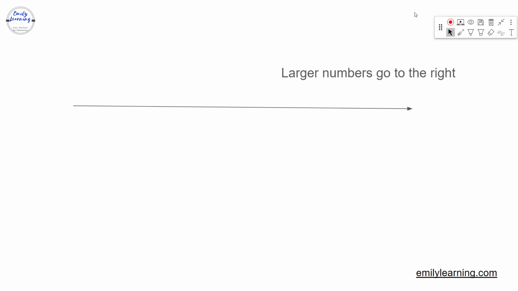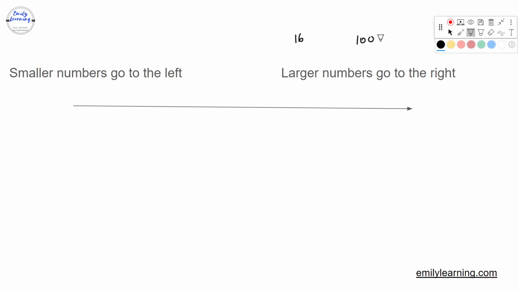Numbers that are larger will go to the right side of the number line, and numbers that are smaller go to the left side. So for example, if we were to compare the number 100 and 16, 100 is a larger number, so it will be found on the right side of 16, which is the smaller number.